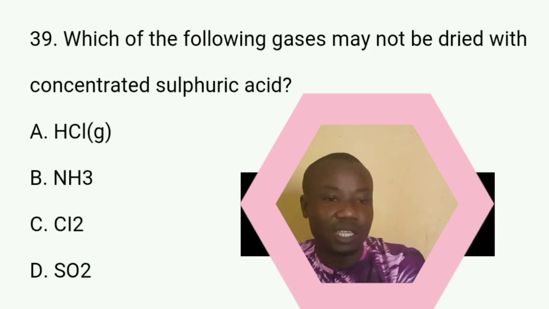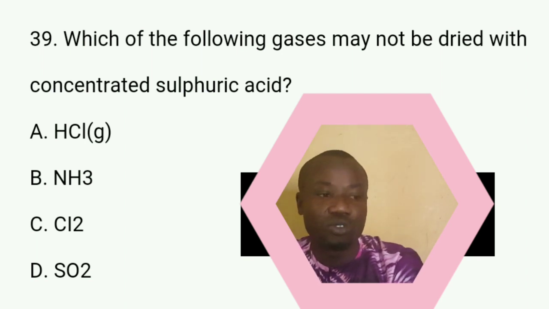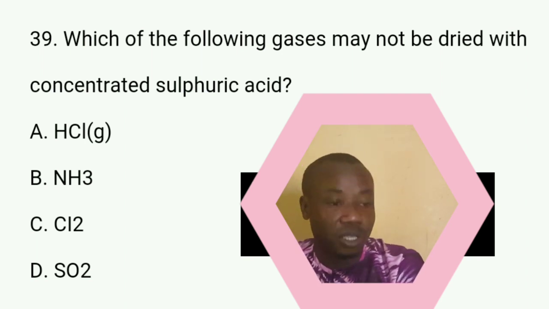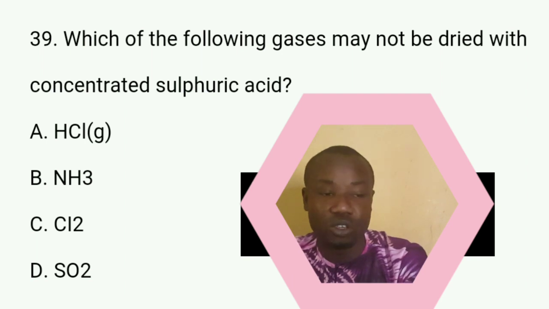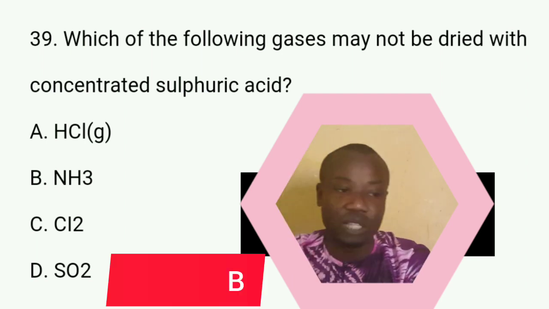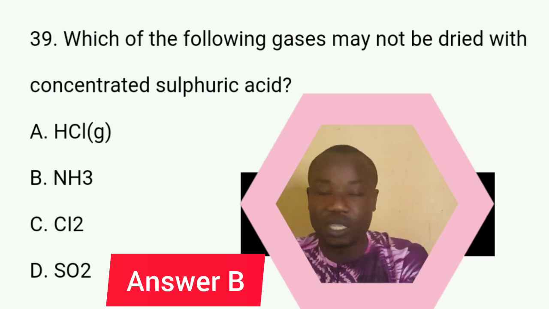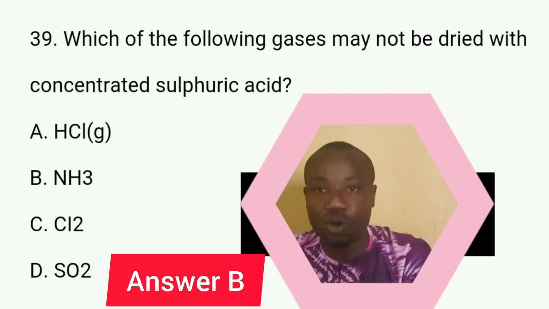Question 39, that is second to the last. Which of the following gas may not be dried with concentrated sulfuric acid? A, hydrogen chloride, B, ammonia, C, chlorine, and D, sulfur(IV) oxide. Looking at the question, if you want to dry anything, the drying agent must not react with it. So the right option there is ammonia. So ammonia is the correct answer.